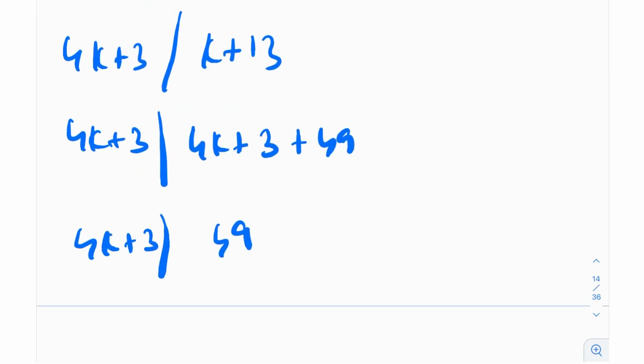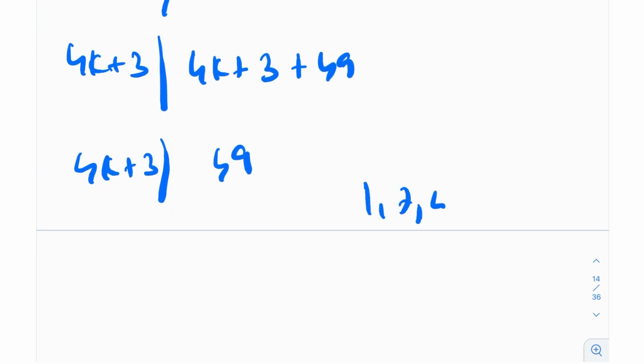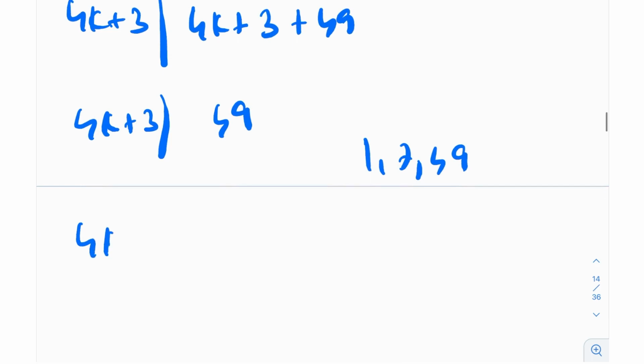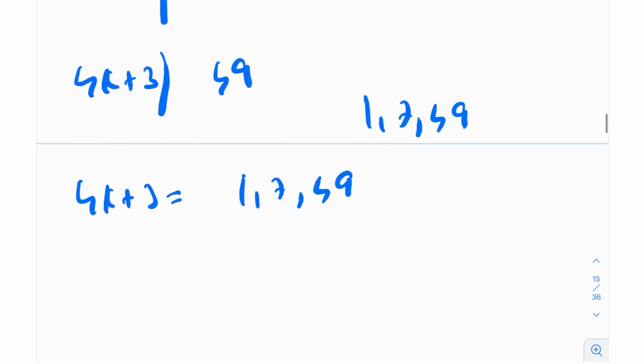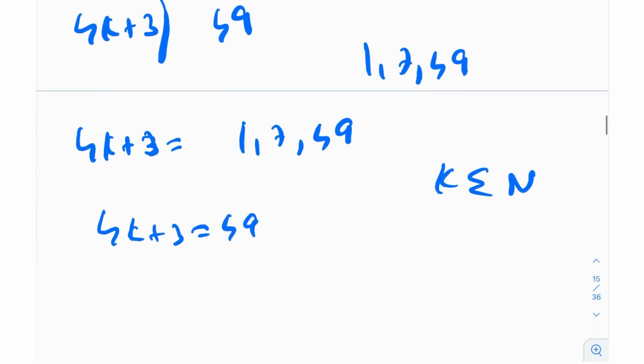And what are the natural numbers that divide 49? It's only 1, 7 and 49. So 4k plus 3 can be either 1, 7 or 49. If 4k plus 3 is equal to 1, you'll get k as a negative number, and k is obviously a natural number. If you consider 4k plus 3 to be 49, k again won't be an integer in this case.